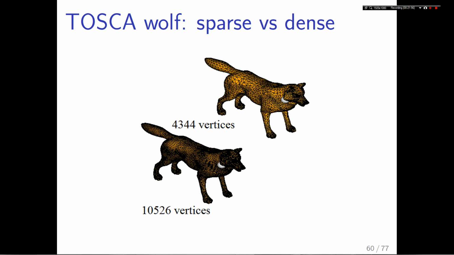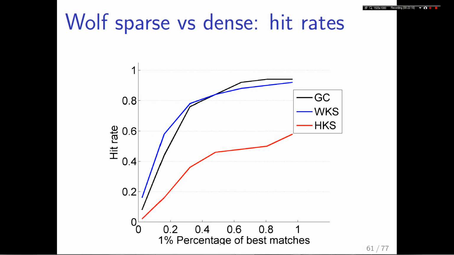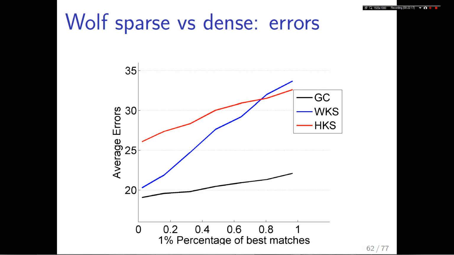Another test compares the sparse and the dense TOSCA Wolf data. One has merely two times larger number of vertices. And still, we compare to wave kernel signature and heat kernel signature. Geodesic spin contour is the best on both hit rate and errors.